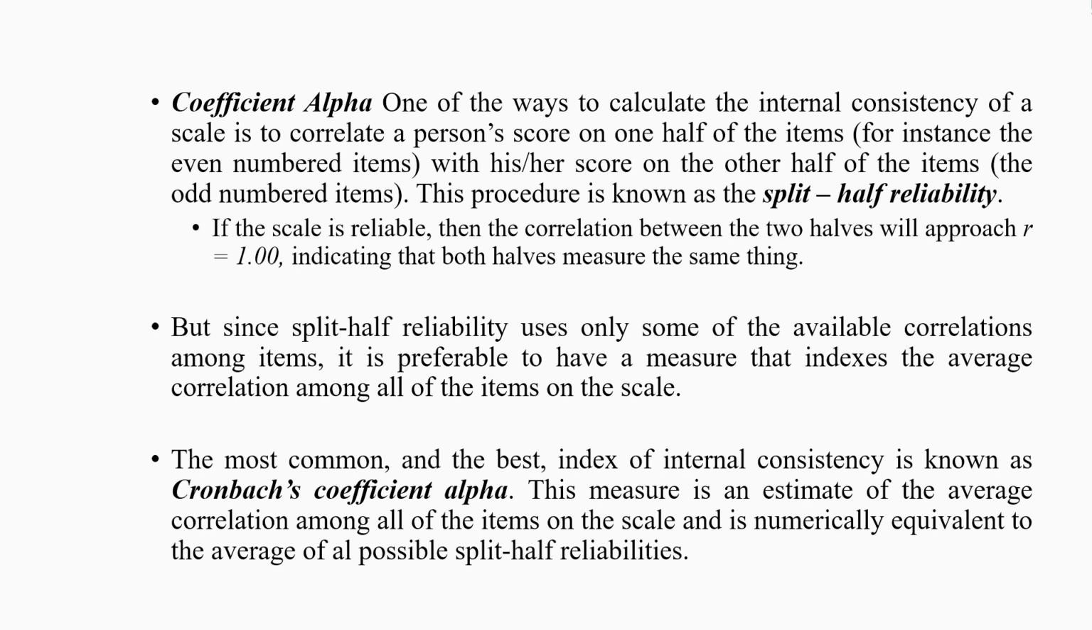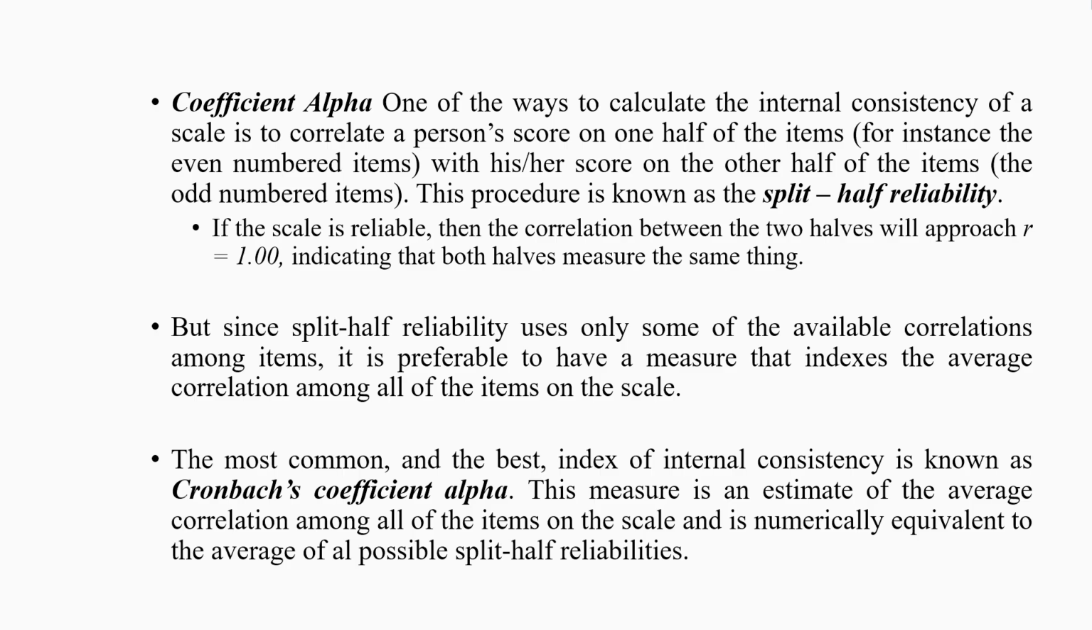If the scale is reliable and if it is not too much affected by random error, then the correlation between the two halves will approach r equals 1, indicating that both halves of the scale are measuring one and the same thing, and all the items across both halves are tapping the same true score. Now, since split half reliability uses only some of the available correlations among items, it is preferable to have a measure that indexes the average correlation among all of the items on that scale. So, it is a slightly different way of doing it.